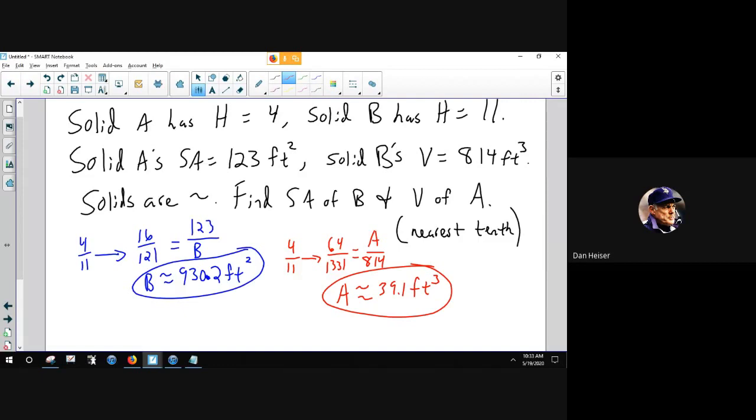Don't forget the labels. There's a label in the problem. There must be a label in your answer. Area ratio to find surface area. Volume ratio to find volume.